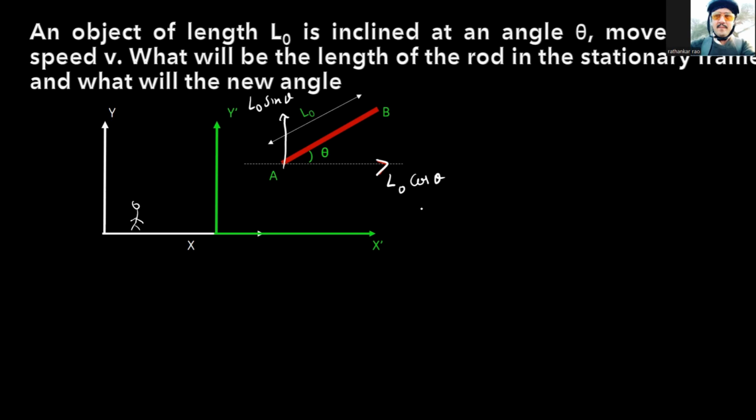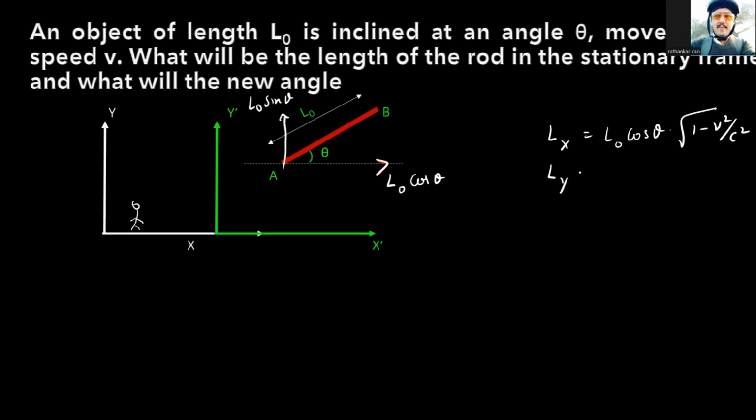Okay, now what we need to find out is what happens with this length along the x-axis. Along the x-axis, let us say this is your Lx. Lx will now be equal to L0 cos theta into square root of 1 minus v square by c square. What is this? This is nothing but the length contraction that has happened. Within the stationary frame, this is the length along the x-axis.